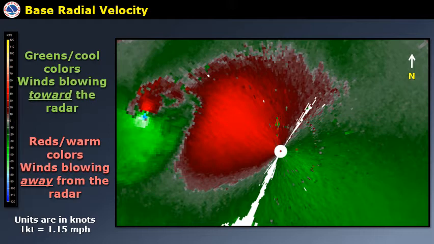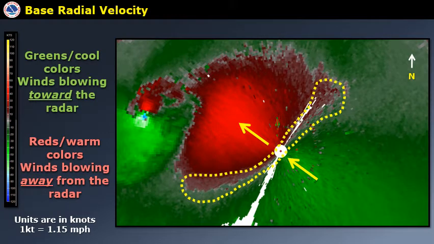Now, in general, green or cool colors indicate winds blowing toward the radar. Red or warm colors typically indicate wind flow moving away from the radar. Now, due to the fact that the radar is detecting radial velocity, targets that move perpendicular to the radar are not sampled correctly and will appear to have zero radial velocity. The units of radial velocity are typically measured in knots or nautical miles per hour, and that equates to roughly 1.15 miles an hour.